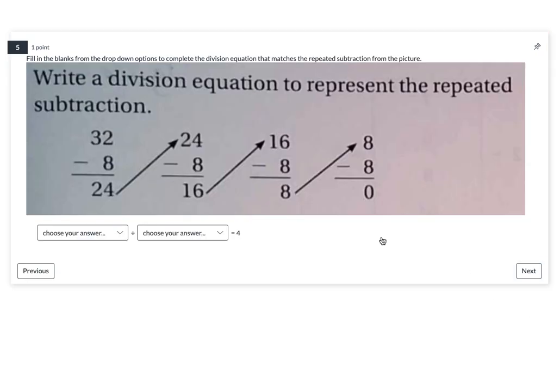And then click next. Fill in the blanks from the drop-down options to complete the division equation that matches the repeated subtraction from the picture. So it says write a division equation, but we're using these drop-down numbers. So you'll just choose the number that fits blank divided by blank equals 4. So they gave you the answer to the division problem, right? So write a division equation to represent the repeated subtraction. 32 minus 8 equals 24. 24 minus 8 equals 16. 16 minus 8 equals 8. 8 minus 8 equals 0. Choose your two answers and click Next.